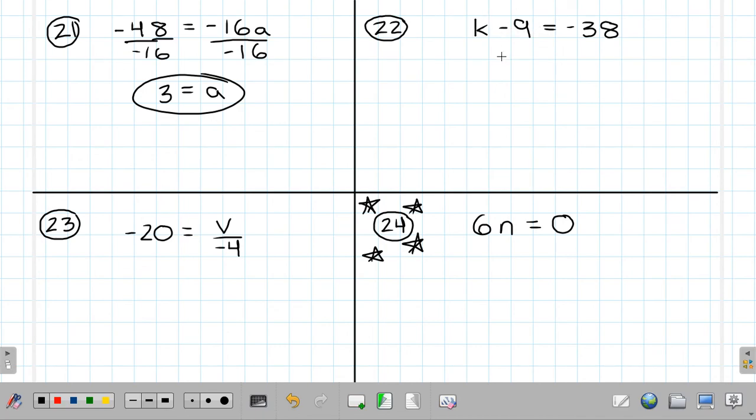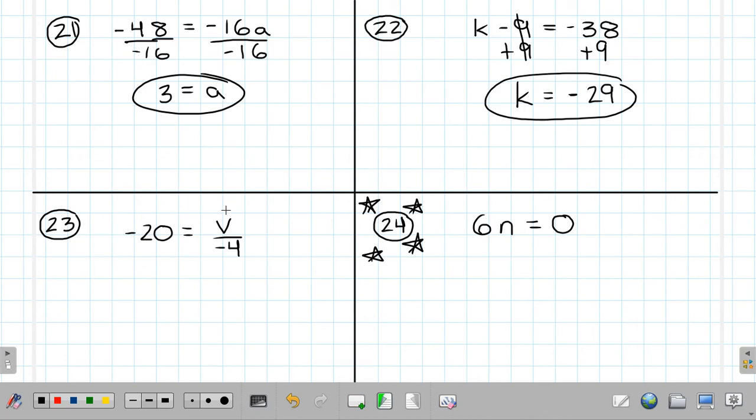K minus 9, well, that means we need to add 9 to negative 38. So the whole point here, those go away. K is equal to negative 38 plus 9. It's going to actually be negative 29. That one's another tricky one. It's hard to think about adding and subtracting 9s, but in that case, once again, if you need to use a calculator, negative 38 plus 9 is negative 29.